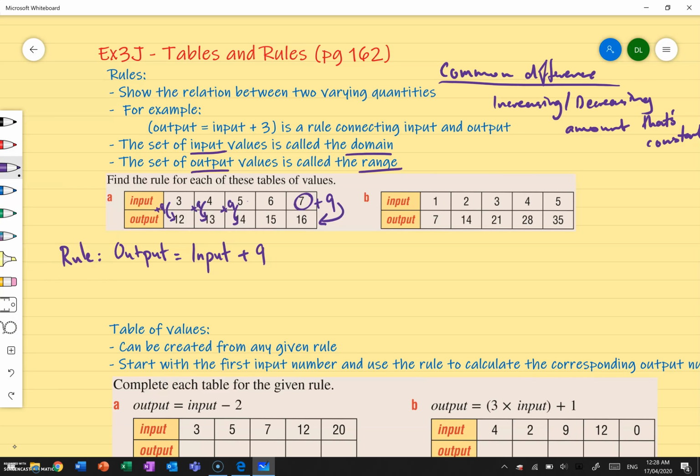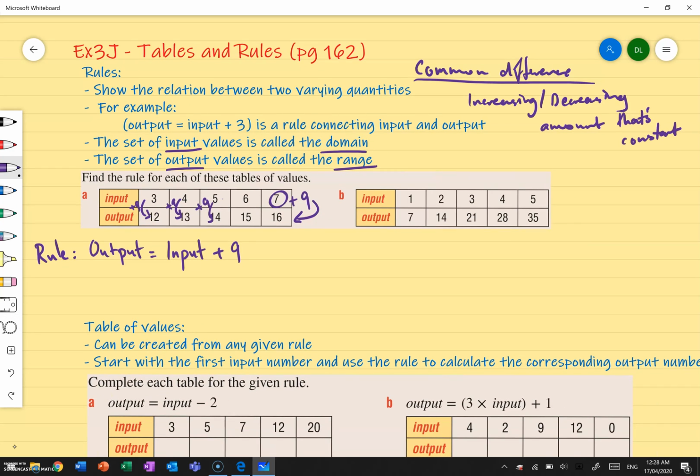Okay, let's move on. So this one on the right, I'm going 1, 2, 3, 4, 5. But 1 goes to 7, 2 goes to 14, 3 goes to 21. It's quite clear. I think you guys know your times tables, right? So 1 to 7, it's times by 7. 2 to 14 is times by 7. 3 times 7 is 21. 4 times 7 is 28. You get the idea. So I can say that my rule is my output is equal to my input times by 7. And you can write this instead as 7 times input. That's up to you.